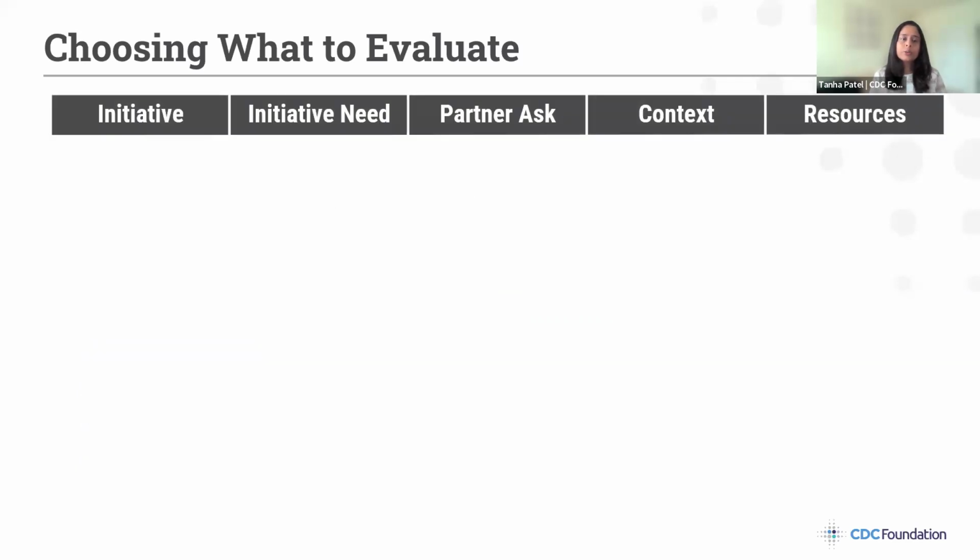So to prioritize what exactly to evaluate, you will probably want to ask yourself, what's the need of the evaluation at this point for this initiative? What information do partners need, or what information are partners asking? What is the context around this initiative that should be considered, and what resources are available to conduct the evaluation? For illustration purposes, let's walk through this together and see what this may look like for the three initiatives that this example PQC is prioritizing.